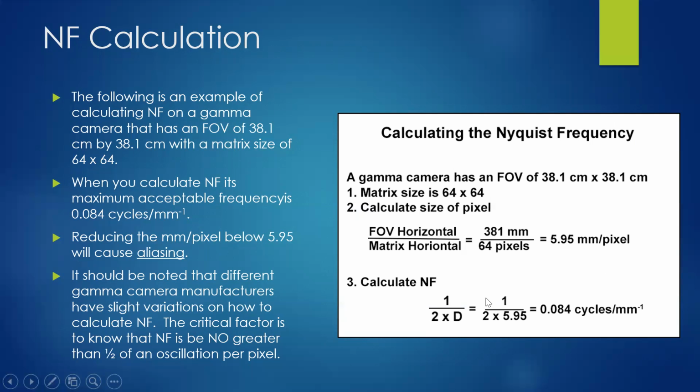We then go back to our Nyquist formula, 1 divided by 2 times D, D being the size of the pixel. And here's the actual calculation. So my maximum frequency that I want in order to also prevent aliasing is 0.084 cycles per millimeter raised to the -1.